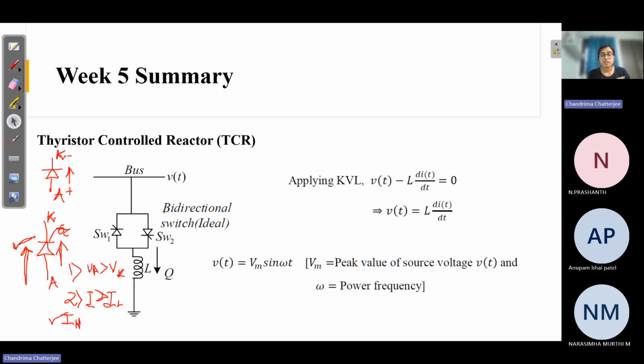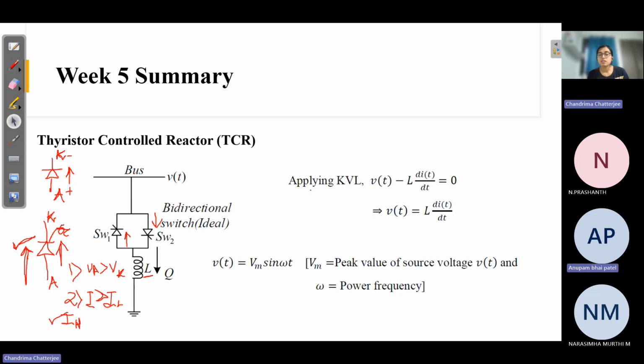Now you can see, as it conducts current in only one direction, that's why we have this kind of configuration. For AC current, it is alternating in nature, so it will change its direction. When the current is flowing in this direction, this SW1 will conduct, and when the current is flowing in this direction, then SW2 will conduct. That's why this configuration is required for AC current. And then obviously we require an inductor because we need reactive power compensation. So definitely an inductor is required.